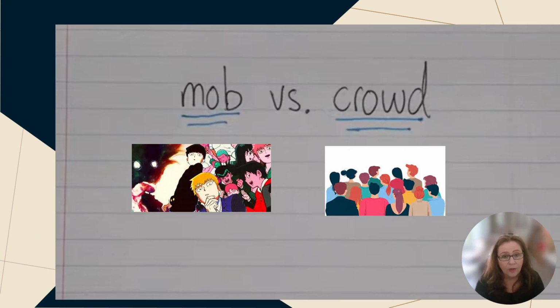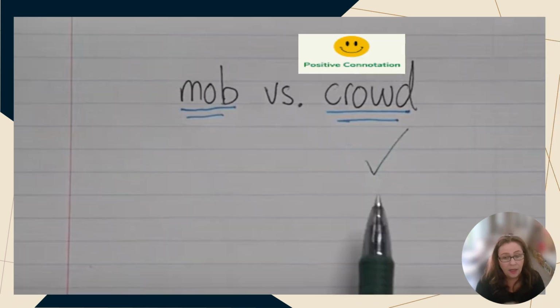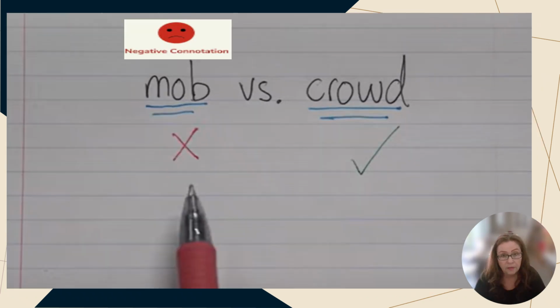Let's look at a couple more. How about mob and crowd? Well, they both mean roughly the same thing. They both mean a large group of people, but one of them is a more positive word. It has a more positive tone, energy. And one of them is a more negative word. The question is which is which? Hey, give yourself a point if you said the more positive word is crowd. The more negative word is mob.